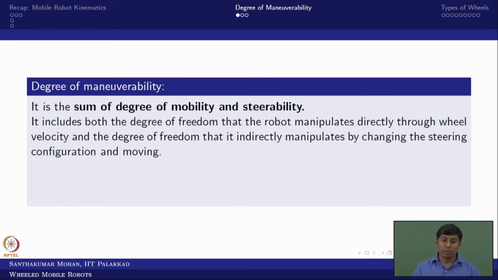So what is degree of mobility? It is when the robot maneuvers directly through the wheel velocity. For example, I take one box, put one wheel on it and connect it to a motor. Now you can see what is happening. This box is maneuvering directly because of the wheel action. So this wheel action directly provides the mobility of this particular box, because you directly get the motion.